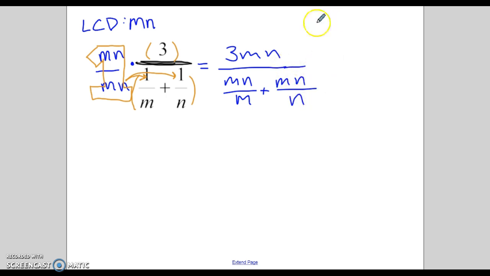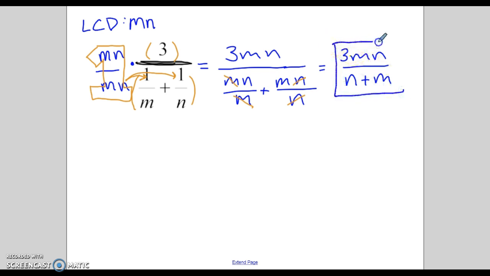Now at this point, I can simplify these little fractions because they have a similar factor on top and bottom. So m over m is 1, so I can cross those out, and n divided by n is 1, so I can cross those out. When I do that, I get the following: 3mn over, on the bottom, I'm left with n plus m. And there is my simplified fraction. There are no common factors to cancel, so I'm done. And for this lesson, we're not going to worry about finding exclusions for these problems. Let's move on to example number 2.